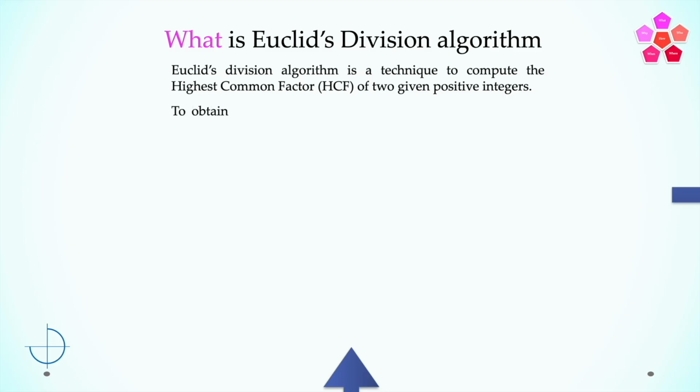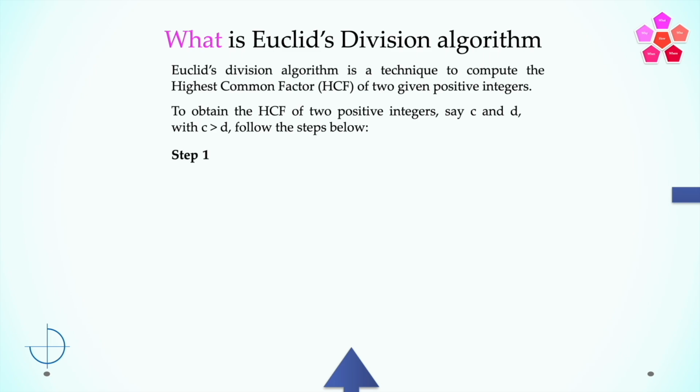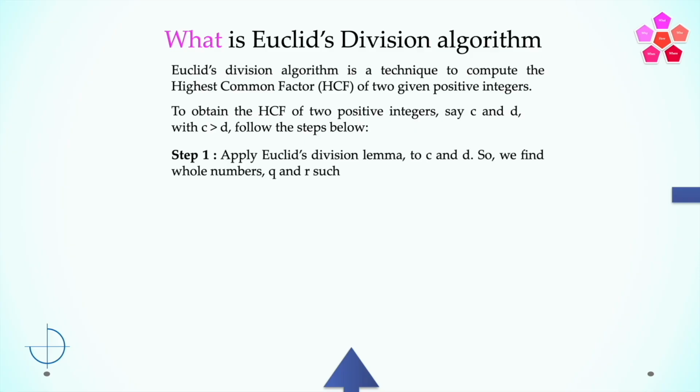To obtain the HCF of two positive integers, say c and d, with c greater than d, we have to follow the following steps. Step 1 is to apply Euclid's division lemma to c and d. So we find whole numbers q and r such that c is equal to d into q plus r, where r is always greater than or equal to 0 and is always less than d.